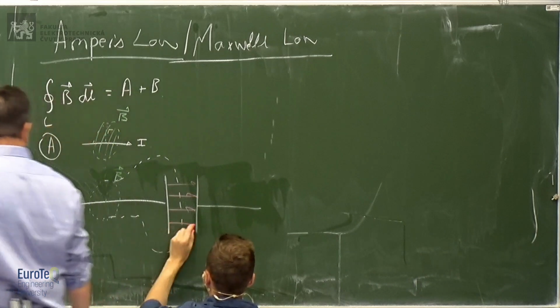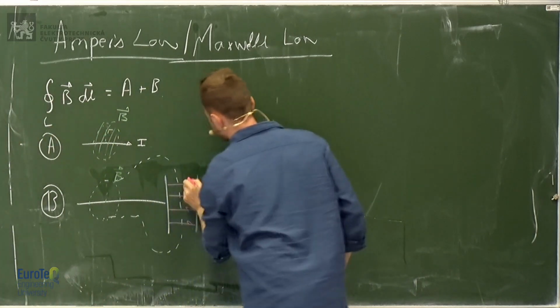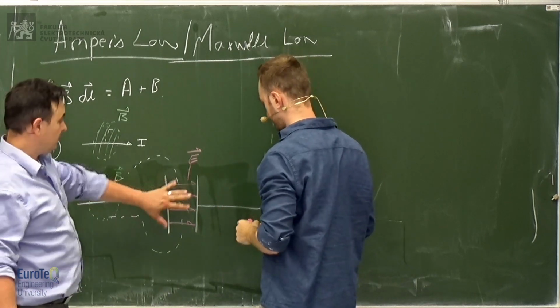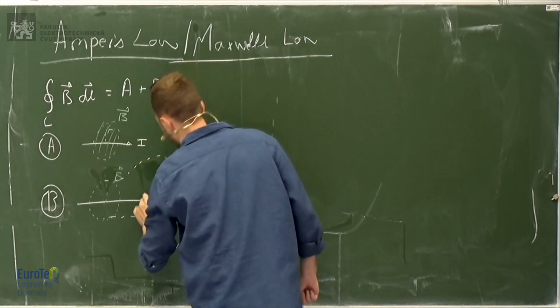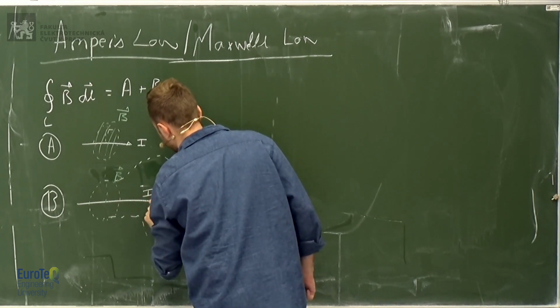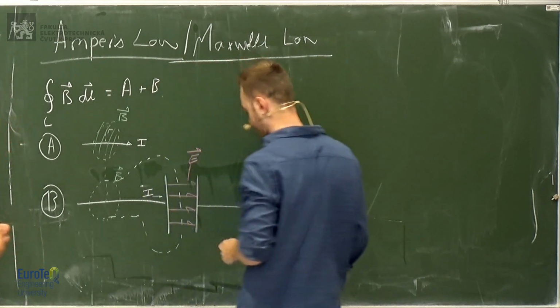So what is that? This is an electric field E. So you have a capacitor, you have your electric field inside the capacitor, and I created this electric field.